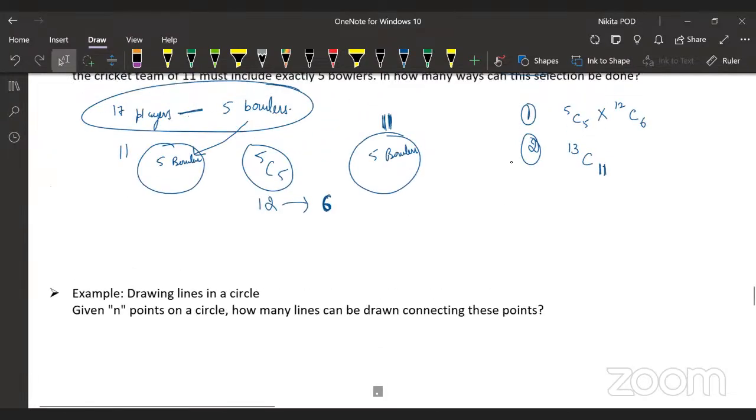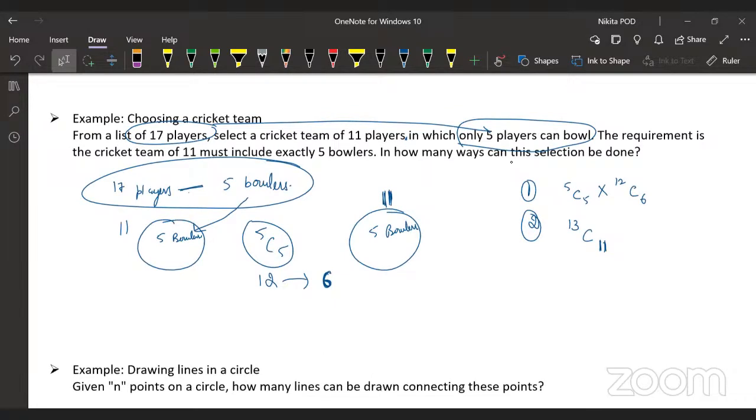Yeah, but they seem to be very tricky, each one. This cricket question.